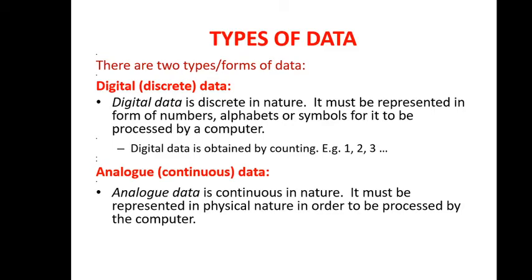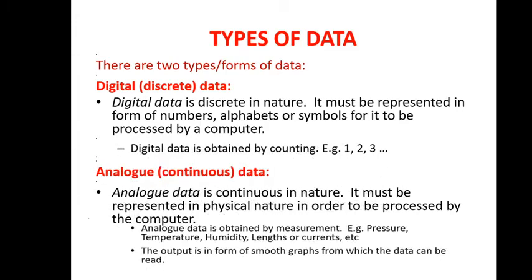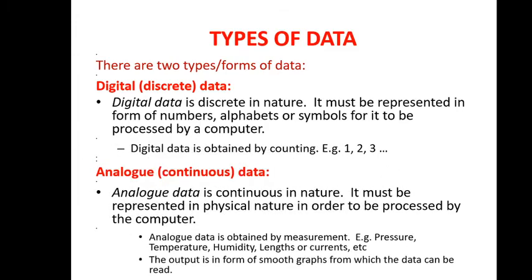On the other hand, analog or continuous data, which some books call non-discrete, is continuous in nature. It must be represented in physical form in order to be processed by the computer. Analog data is obtained by measurement, for example, pressure. You can measure temperature, humidity, length, or currents. The output is in the form of smooth graphs from which the data can be read.